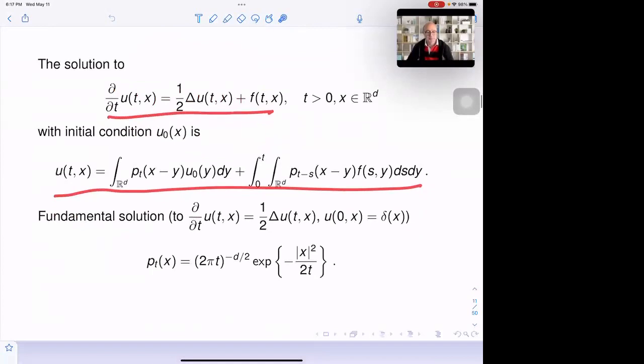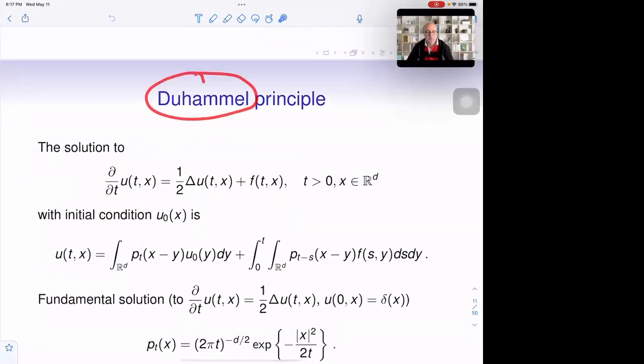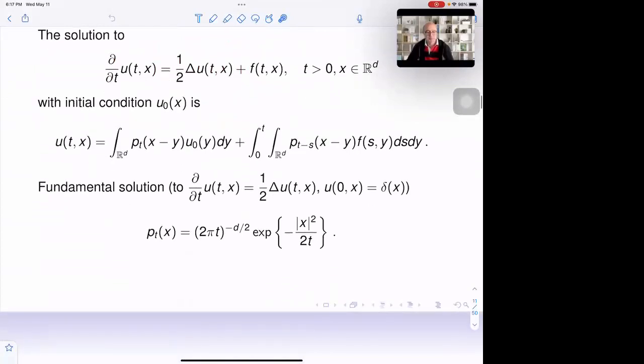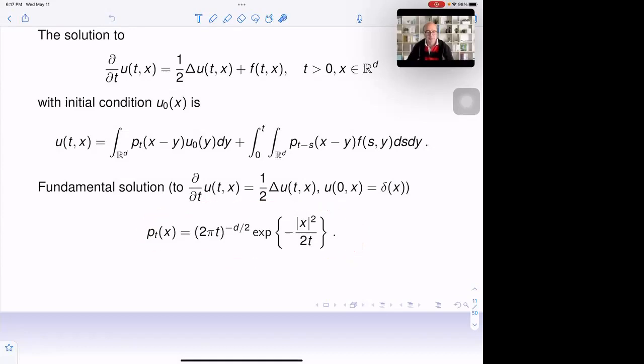It can be given explicitly. This is called the Duhamel principle, okay? So here, you can solve this equation explicitly by using the method of Fourier transform, for example. You take the Fourier transform and then you invert the Fourier transform, then you get this, okay? So this P is given by the transition probability of the Brown motion, or this is also called the heat kernel, okay?